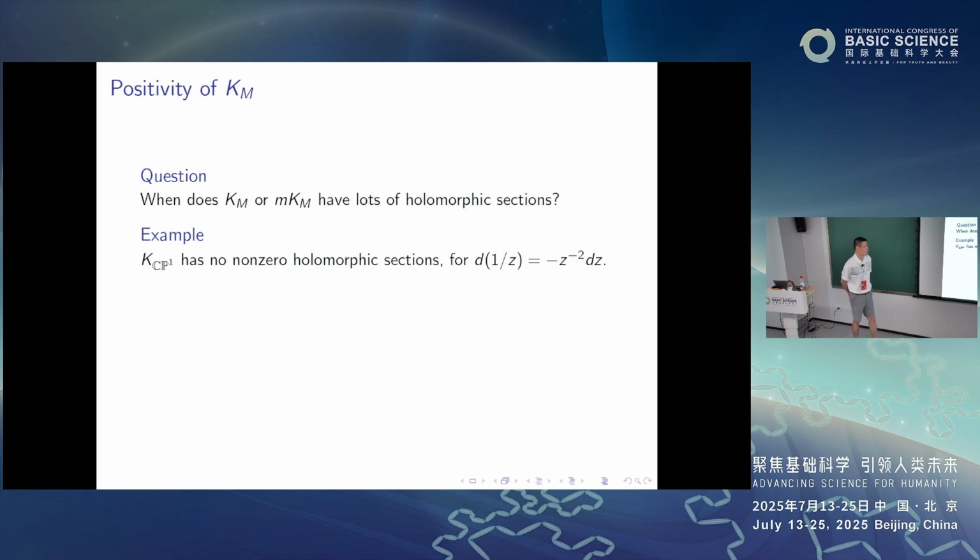Peternell and others already mentioned some conditions like being big. But here I just do the prehistory. So let's look at some examples. The first example is CP1, the simplest one.